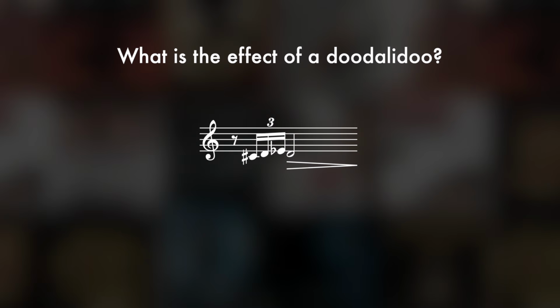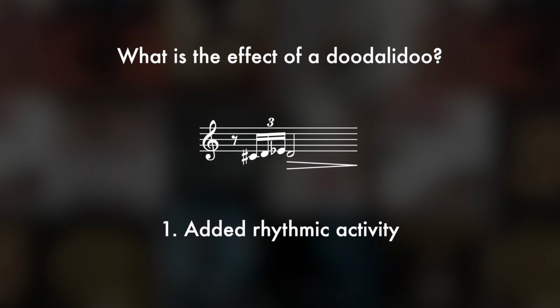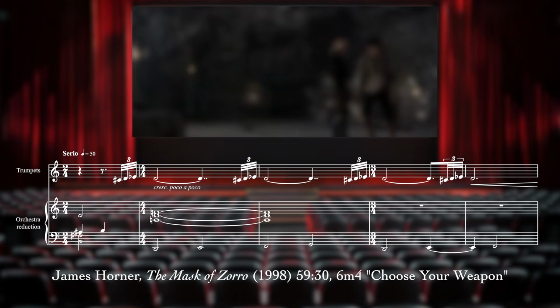Well, the effect, it creates a little bit of rhythmic activity because it has fast notes. And that seems noteworthy because most of the doodly-doos happen in rhythmically sparse contexts without a clear sense of meter or a pretty slow tempo. In this cue from The Mask of Zorro, a few doodly-doos really wake up a texture which otherwise would just be a simple rising line in D minor.